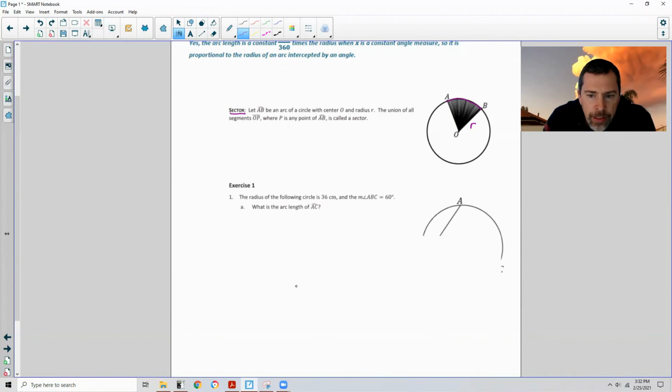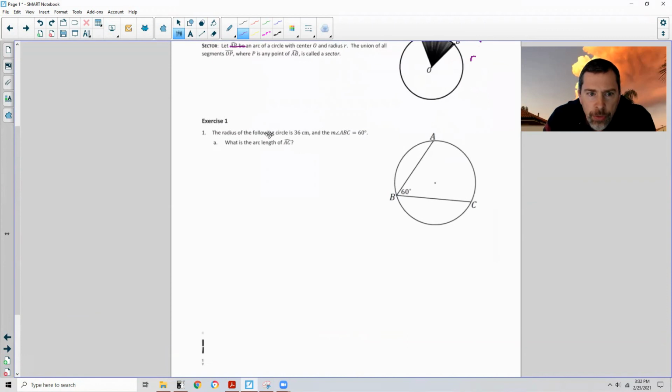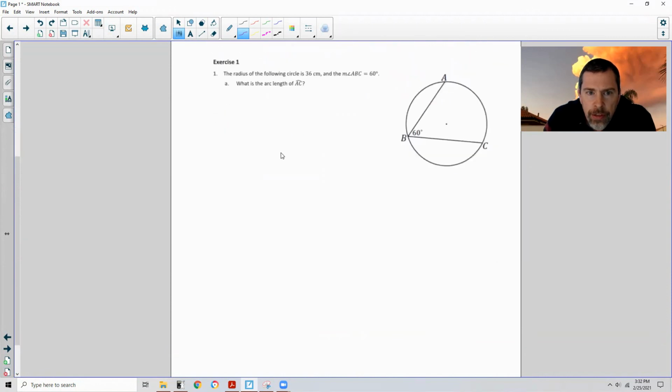Okay, and continuing on to exercise 1. Let me move this over. Center it a little better. Exercise 1. It says the radius of the following circle is 36 centimeters. So there is no radius drawn here, but if I were to draw a radius from here up to A, or here to C, or here to B even, the length is 36 centimeters. So R equals 36 centimeters. The measure of angle ABC is 60 degrees. That's labeled right there. What is the arc length of AC?